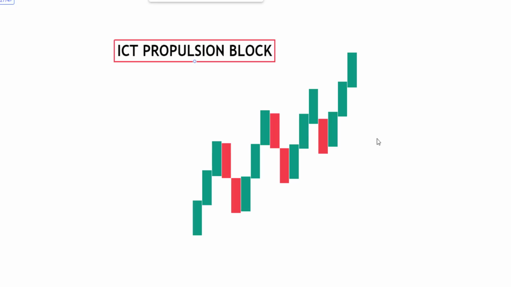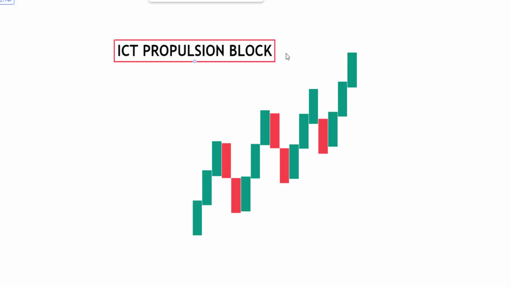So we have this example. We have a bearish propulsion block and a bullish propulsion block, just like an order block. So I'm going to give you an example of a bullish propulsion block in this sketch, and then once I get to the chart, we're going to do practicals. We're going to find both a bearish and a bullish propulsion block.